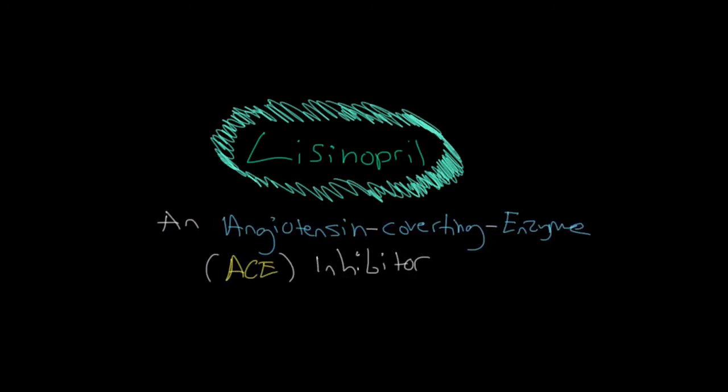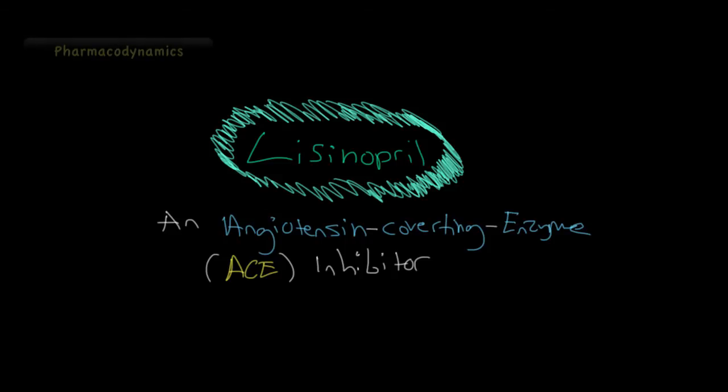So, let's start by considering an example of an ACE inhibitor. Let's look at lisinopril. In general, the ACE inhibitors are all easily distinguishable by their ending in -pril, and other examples of these agents include captopril, ramipril, and so on and so forth.